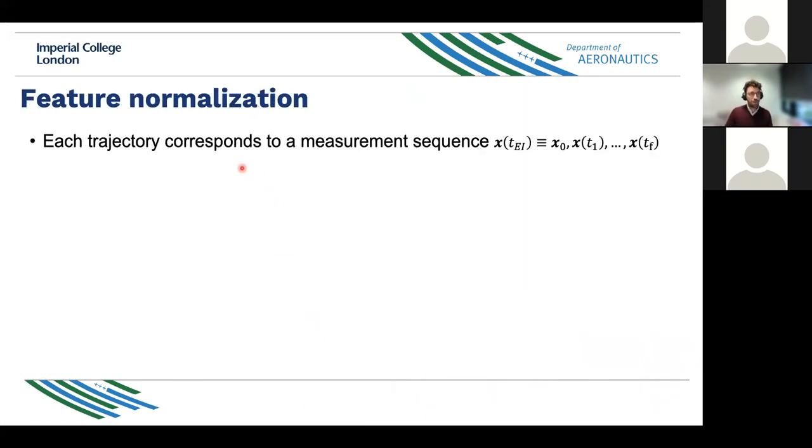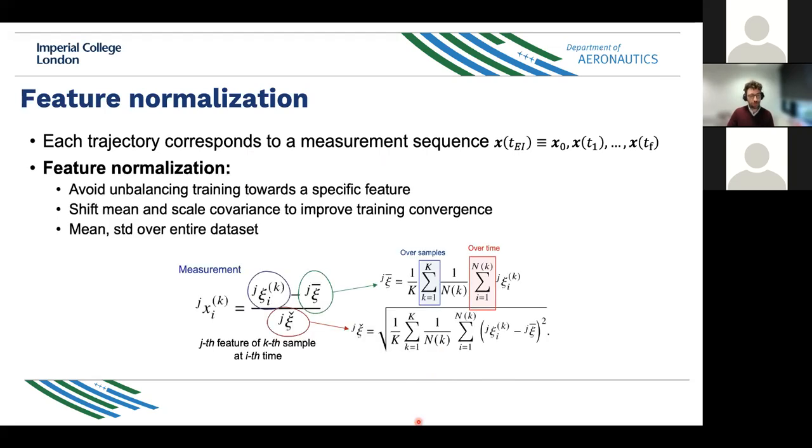The features are normalized. Each trajectory corresponds to a measurement sequence, and this measurement sequence has to be normalized in order to improve the training efficiency for the network. These are all the usual reasons that we use normalization for. We don't want to unbalance the loss function towards a specific feature just because the scale of that feature is different.